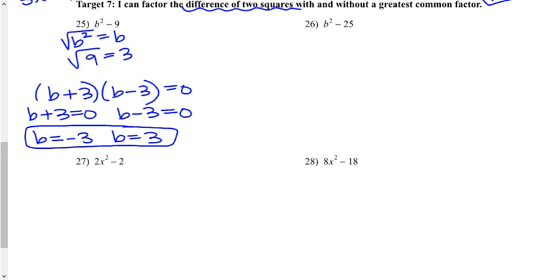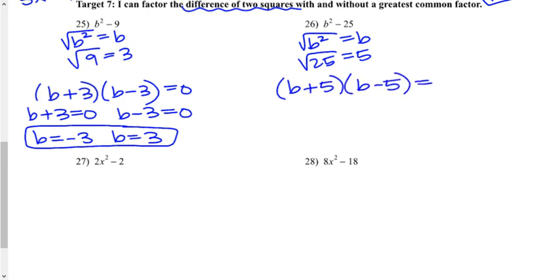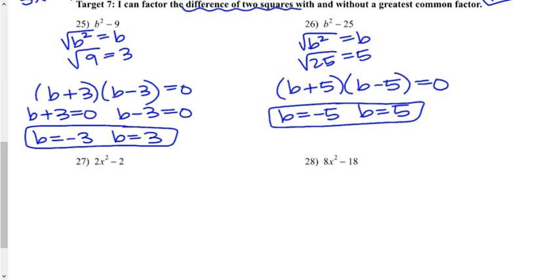Number 26, same thing. Square root of b squared gives me b. Square root of 25 gives me 5. There's no b value. They are separated by a minus sign, and they are perfect squares. So same thing, adding them and subtracting them. I get b equals negative 5 and b equals positive 5 as my answers when I set both those equal to 0.